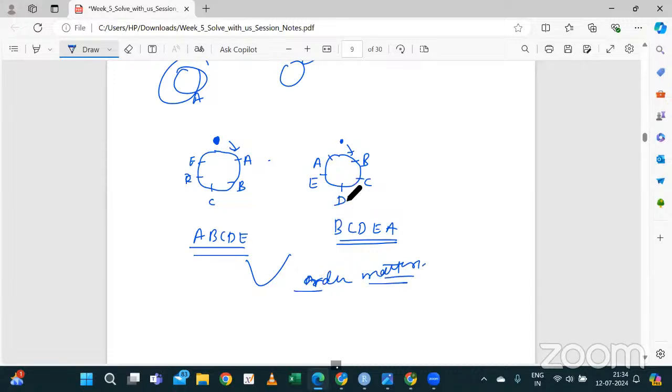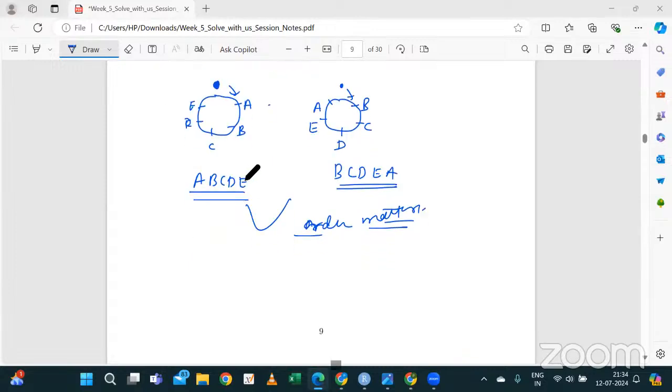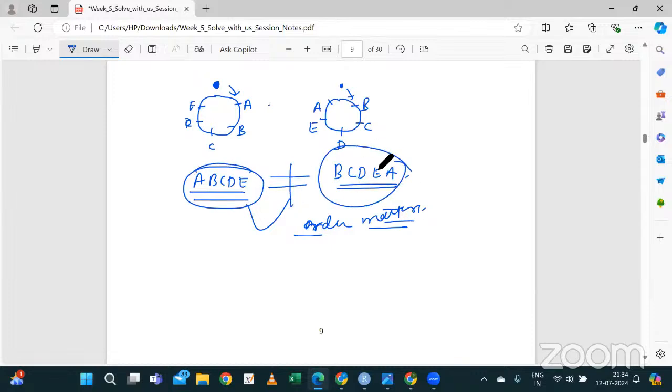You know, if you're playing cards, distributing cards, in any game, order will matter. Otherwise the game will not work. So if you see this sitting arrangement, it is not the same as this sitting arrangement, right? So if you start playing a card game in a circular arrangement, correct.